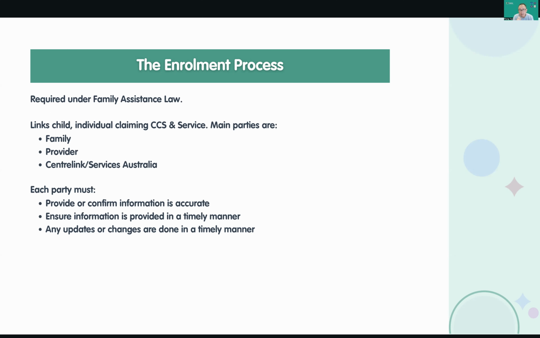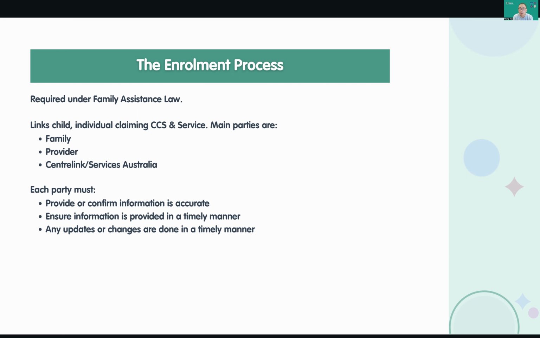Now, there are 4 stages as I said, in the enrollment process involving the following parties: the family, the provider, and Centrelink or Services Australia. Each one of the parties has a specific responsibility of what they need to undertake. The responsibility of each party in the enrollment process is to confirm the information is accurate, ensure the information is provided in a timely manner, and ensure any updates or changes of information are done in a timely manner.